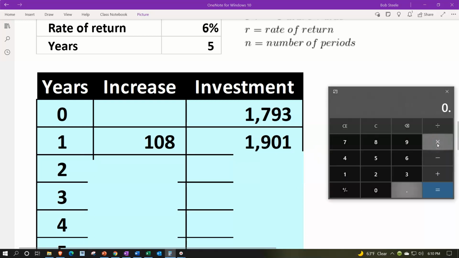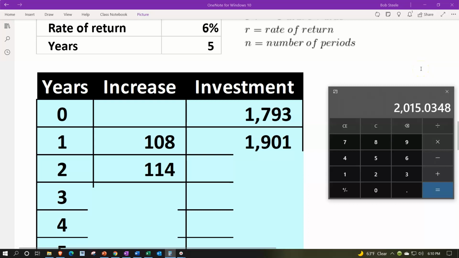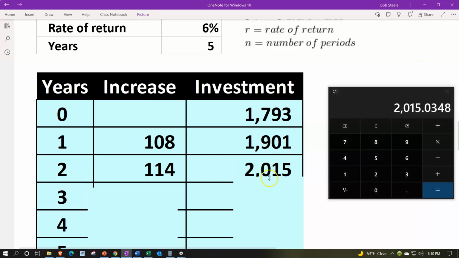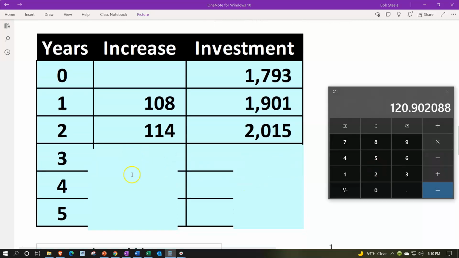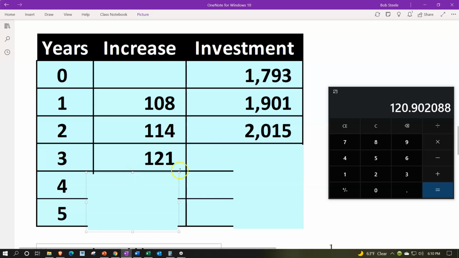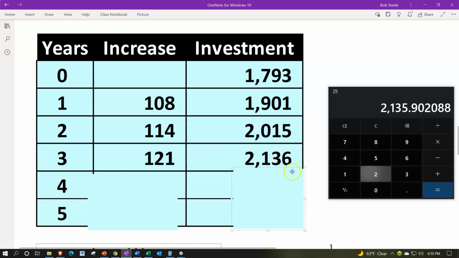Taking that times the 0.06 means that in period 2 we would be earning an increase of 114. Adding that to the 1901 would give us our balance of the 2015. Taking that, multiplying it times 0.06 gives us our increase of the 121. Adding that to the 2015, we get about the 2135.